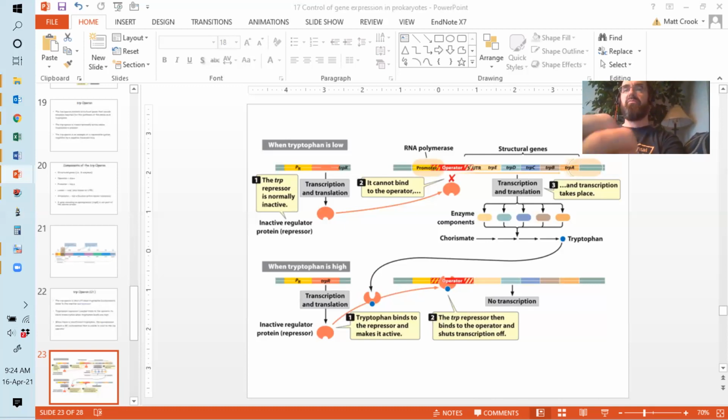So we're going to detect trp levels by seeing whether or not a tRNA-Trp is present for translation.